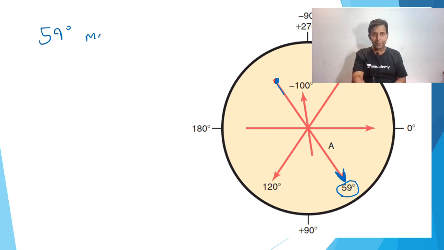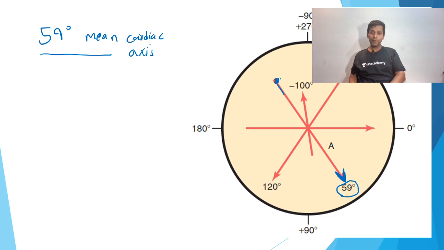I repeat, 59 degrees is the mean cardiac axis. It means that on average, whether we consider the left ventricle or the right ventricle, the overall wave of depolarization always travels from the base to the apex, and the direction, or degree, is 59 degrees, which is the mean cardiac axis.